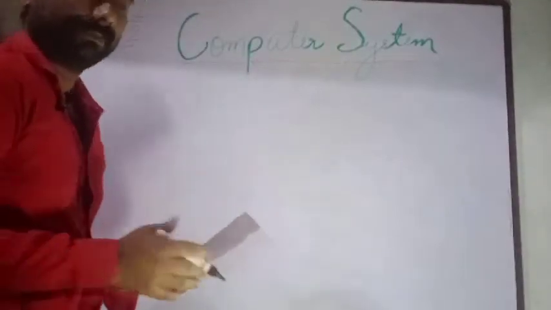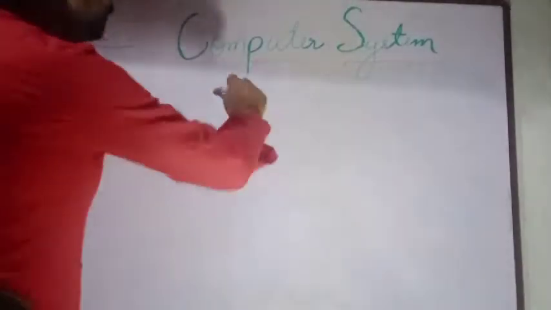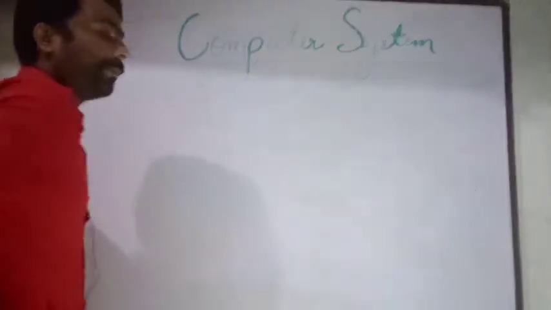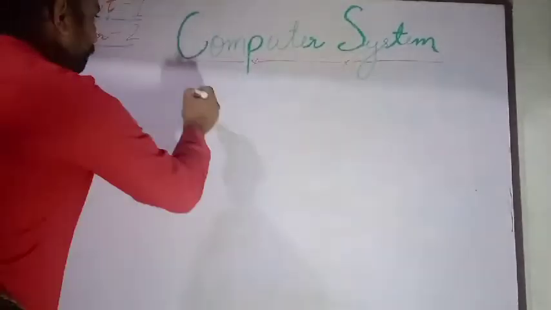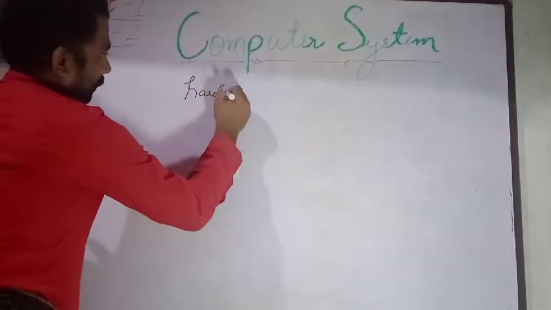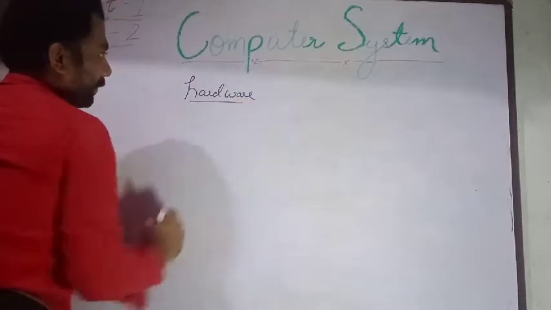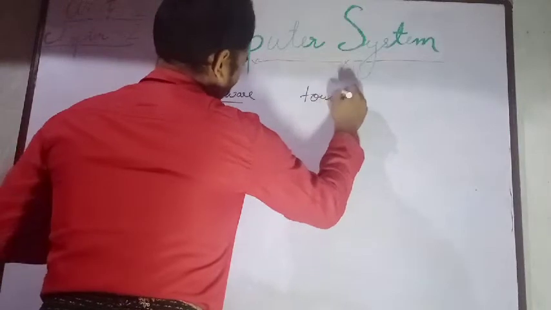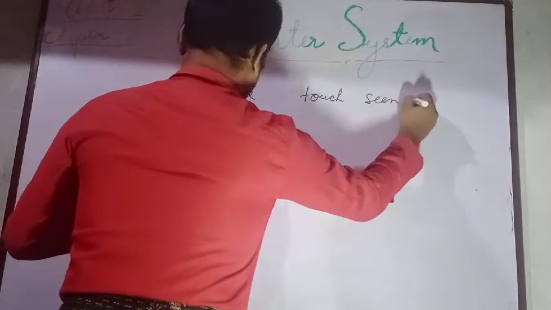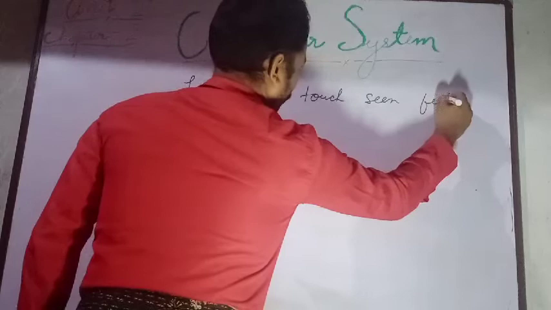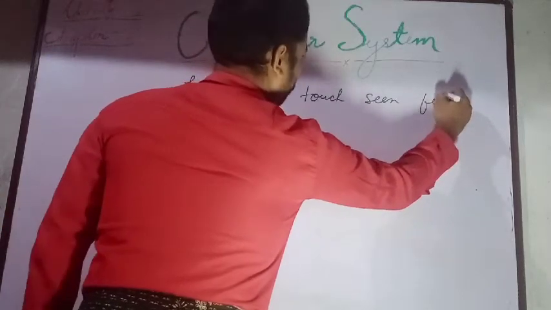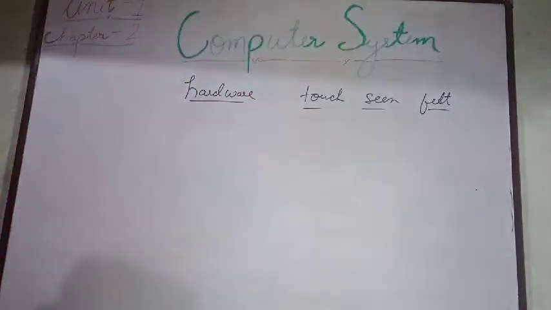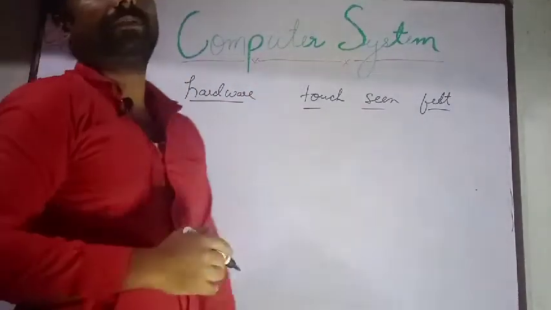Okay, so the board is visible to you all properly. There is no reflection. First of all, if we are studying the computer system, we will come across hardware first of all. Okay, so the term hardware will be defined by three different words which combine together and declare the definition of hardware.